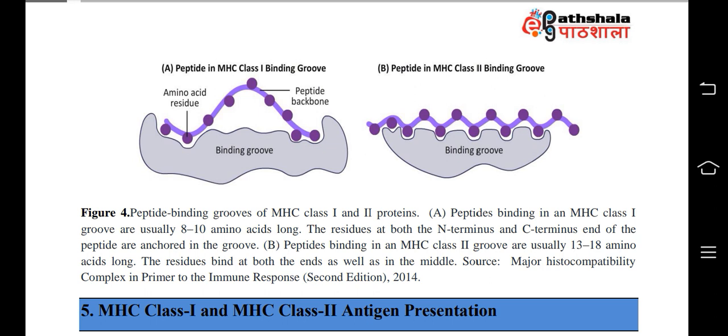Peptides binding in an MHC class 1 groove are usually 8 to 10 amino acids long. The residues at both the N terminus and C terminus ends of the peptide are anchored in the groove. Peptides binding in MHC class 2 grooves are usually 13 to 18 amino acids long. The residues bind at both the ends as well as at the middle.